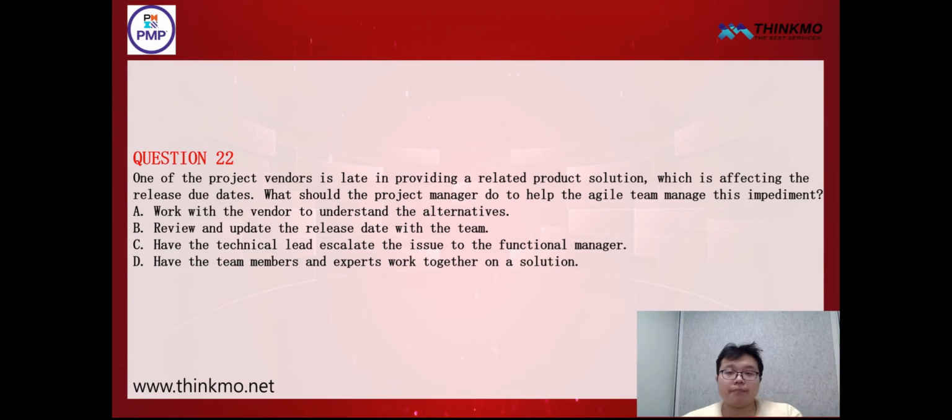To put it this way, many of the options could actually be considered correct, but there is definitely one that is the most appropriate. So first, option A is to collaborate with a supplier to explore alternative solutions. Option B is to review and update the release date together with the team. Option C is to ask the technical lead to escalate the issue to the functional manager. Option D is to have team members and experts jointly develop a solution.